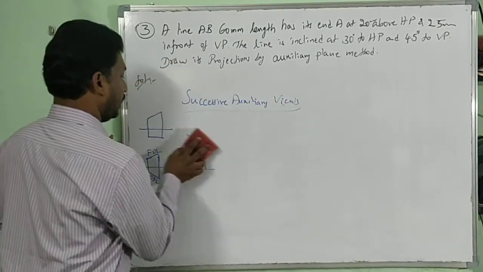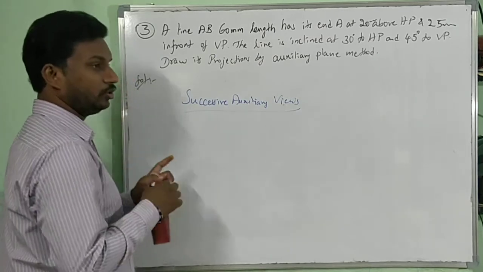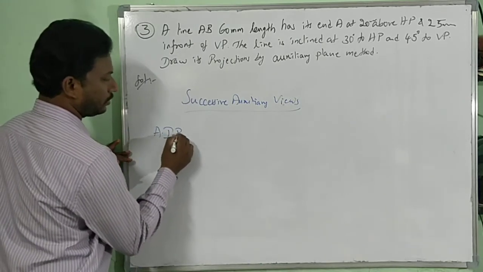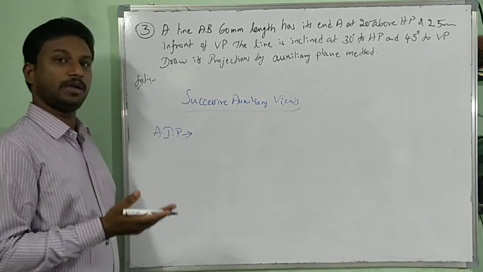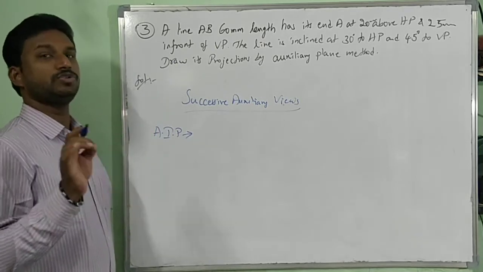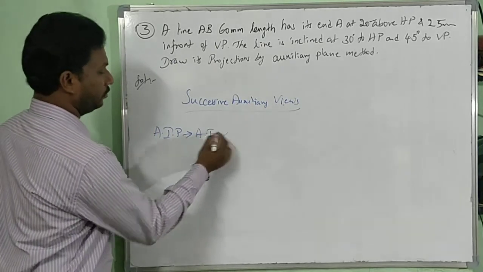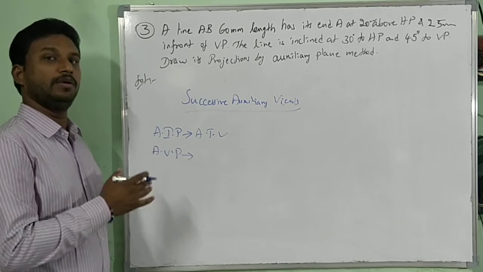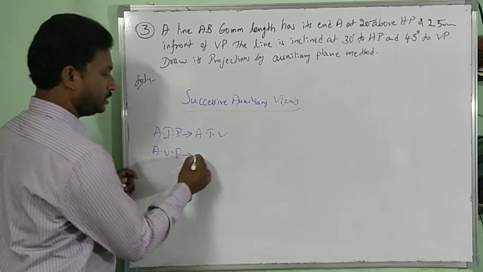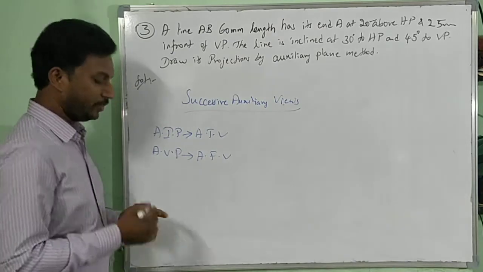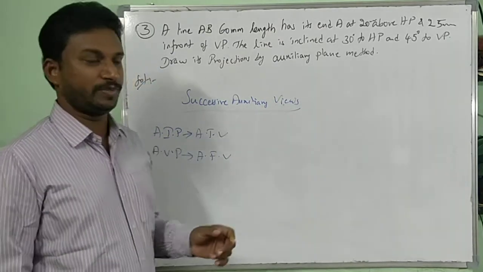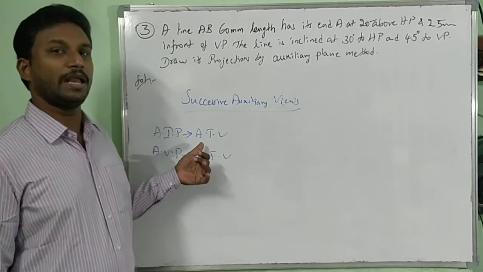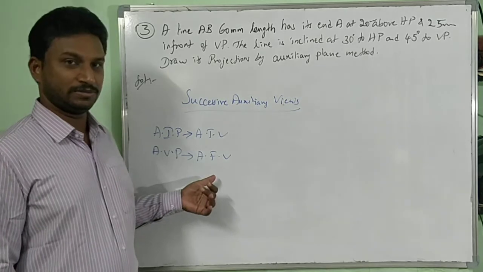Again I am repeating: the auxiliary inclined plane, inclined to HP and perpendicular to VP, is used to determine the auxiliary top view. The auxiliary vertical plane, inclined to VP and perpendicular to HP, is used to determine the auxiliary front view. Now successive auxiliary views means whatever angles are given in the question, we have to take the help of one and then the next successive one.